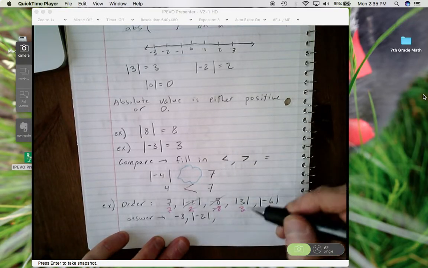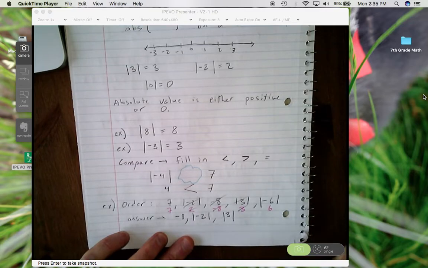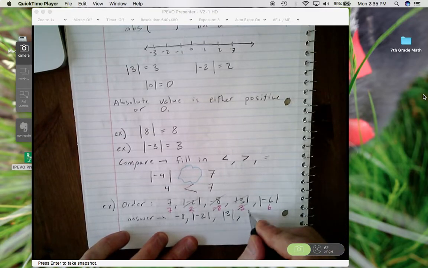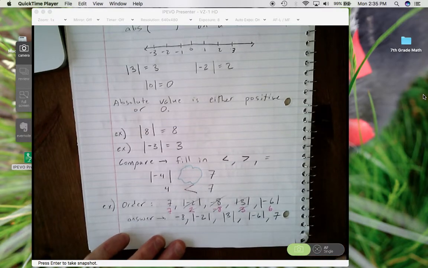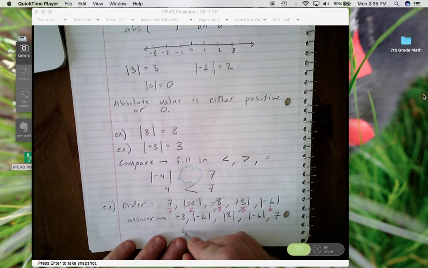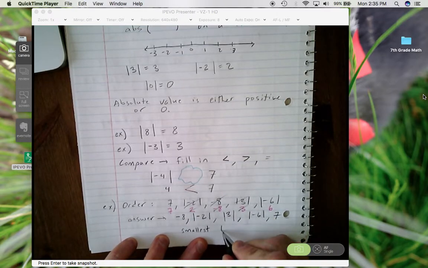And then the next one here is 3. So again, I always use those original numbers. That's the absolute value of 3. That comes next. And then we have the absolute value of negative 6. And then we have 7, and we're done. So we put them in order from small to big, from the smallest to the biggest.